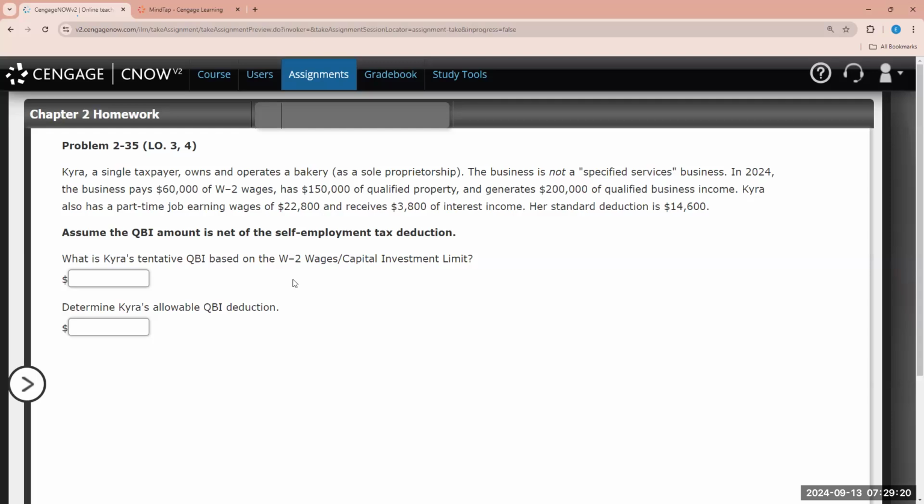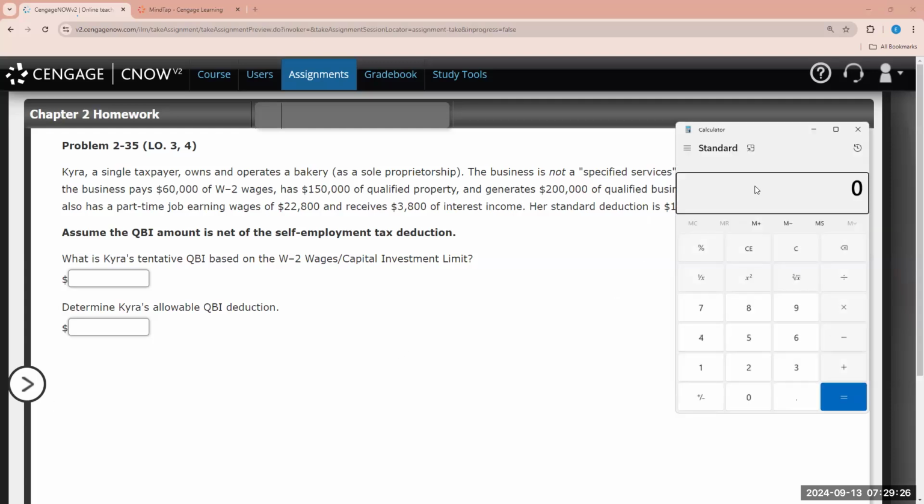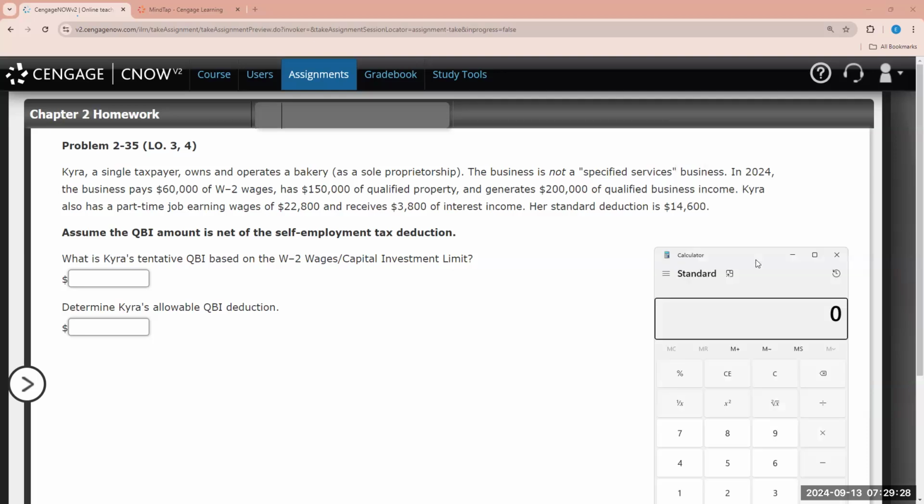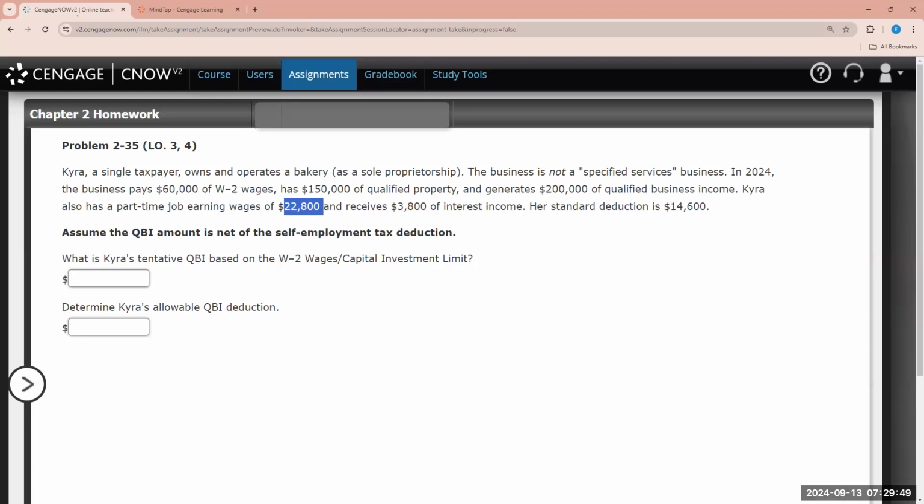So here for Kyra, we have the business income of $200,000. I'm going to get the calculator. She has the business income of 200,000 plus her wages of 60,000. Oh, wait, nope, sorry. Wages of 22,800.